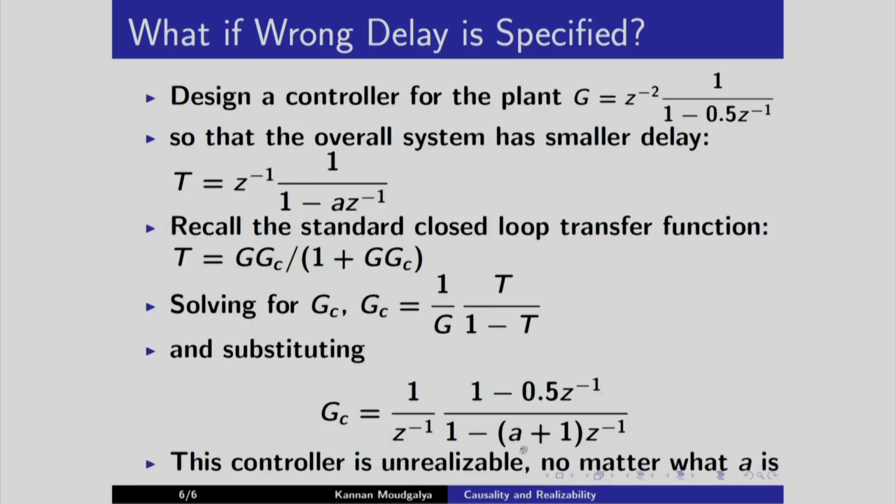no matter what A is. Notice that there is some freedom in this A. What we are saying now is, it does not matter whatever A you choose, this controller is not implementable because of z to the power 1 that comes in the numerator here.